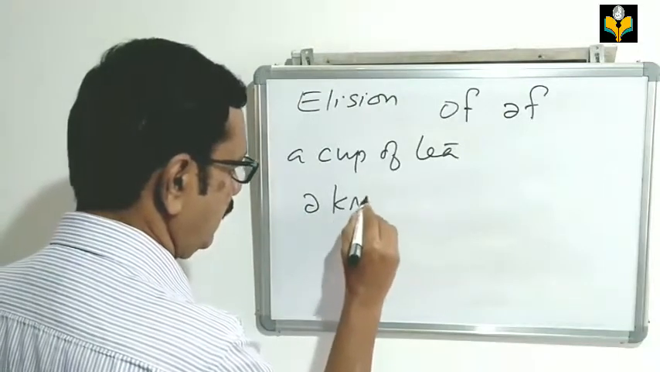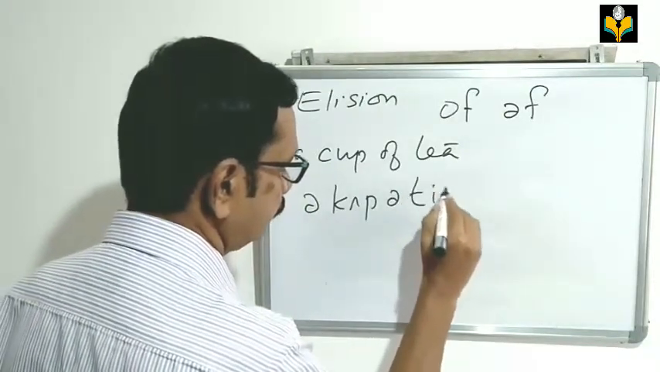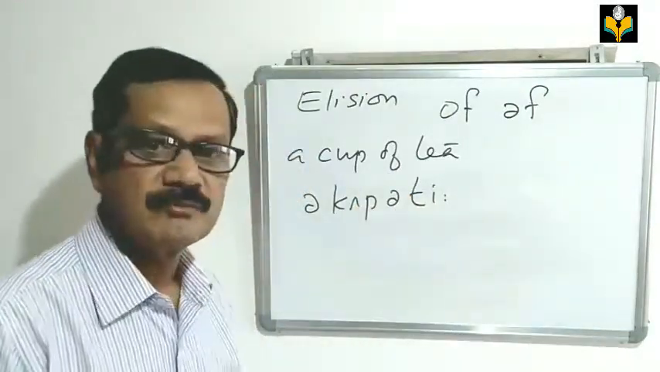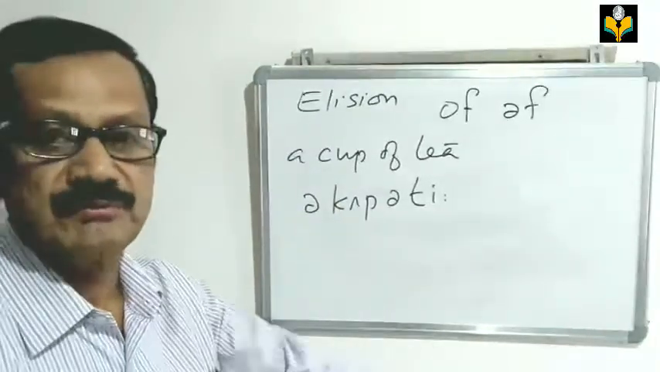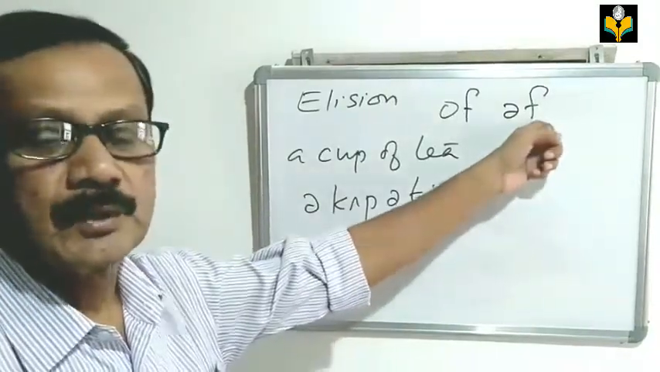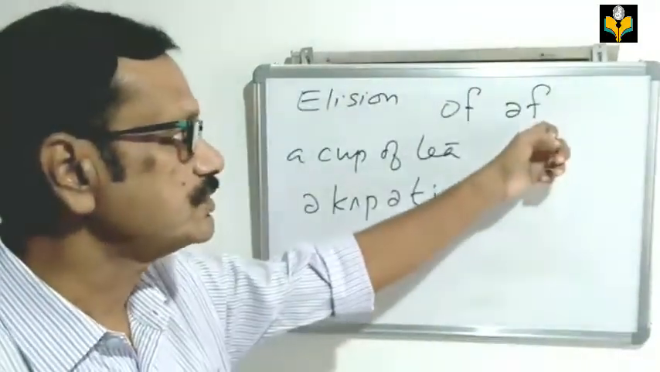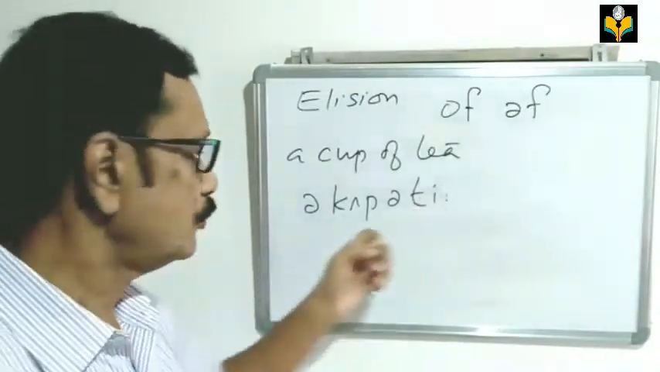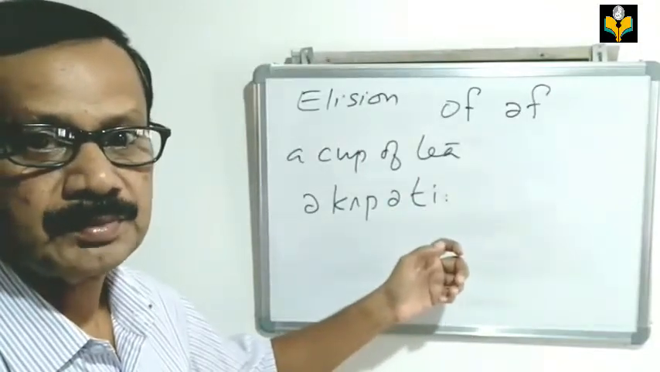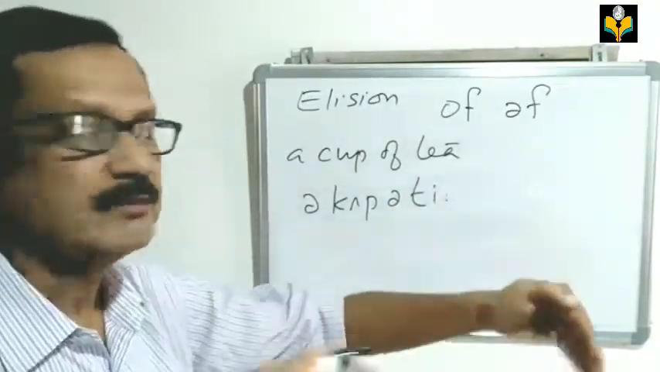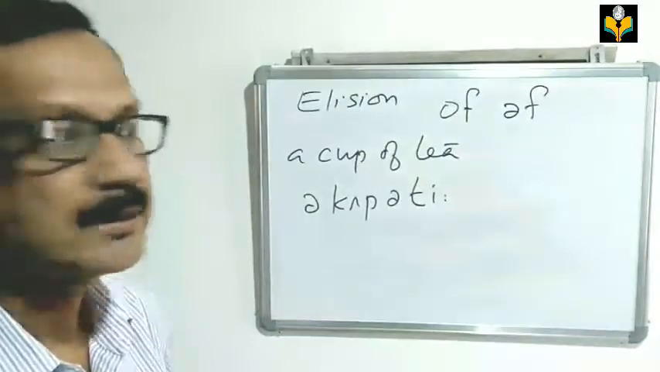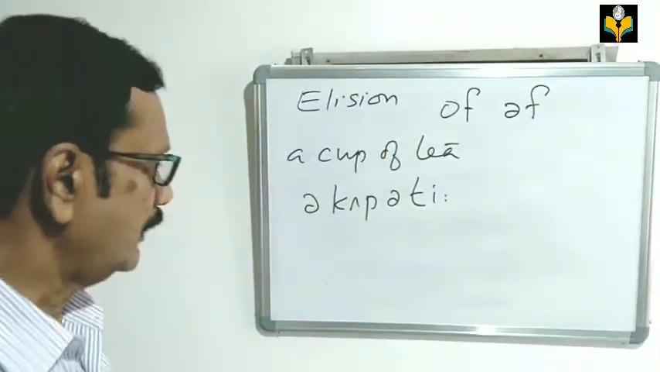A cup of tea. The f is dropped here. We don't pronounce it fully as cup of tea. We only say cup a tea, never the full form. So the f is dropped here because of the phrase, the connected speech. If it is pronounced in isolation, they use f here. But in connected speech or in a phrase, it may be dropped. It is called elision.